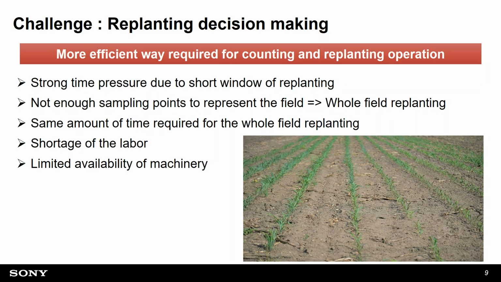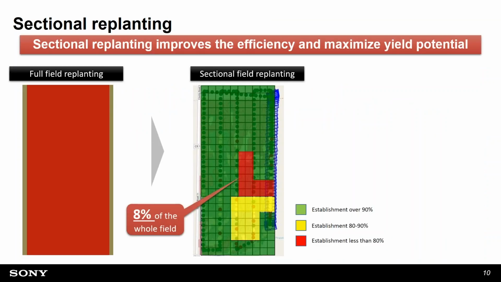As a result, when you replant, the same amount of time and work is needed for the whole field replanting. And the challenge of whole-field replanting is always a shortage of labor. It's a busy time, and machinery availability is limited. So a more efficient way is required for the replanting operation.